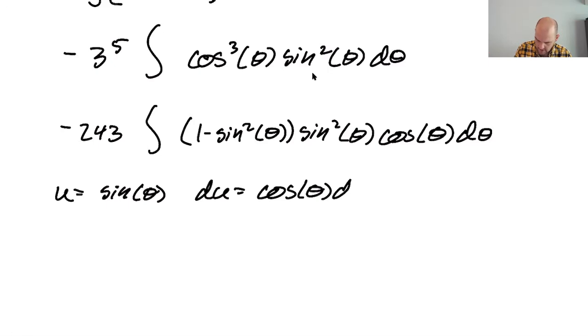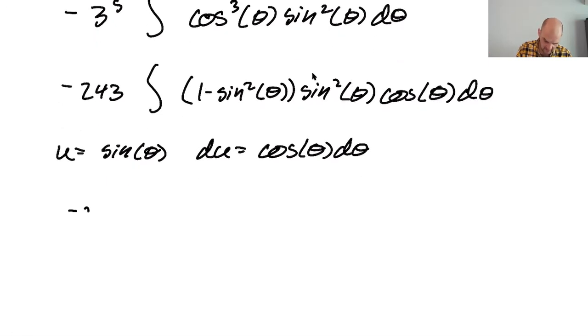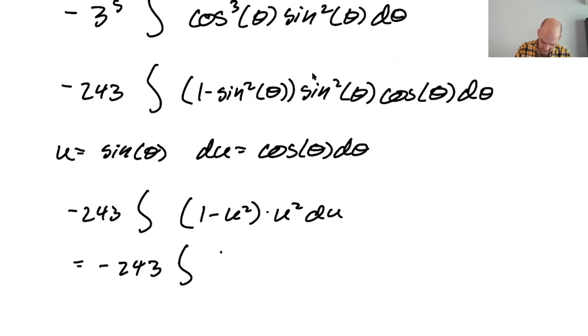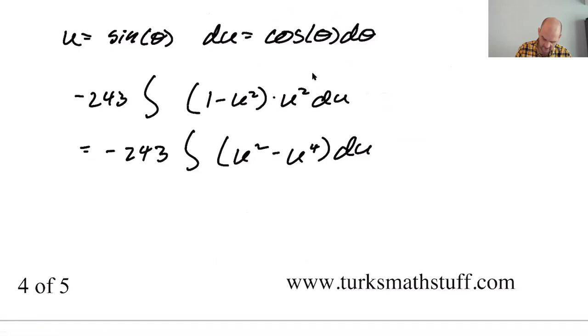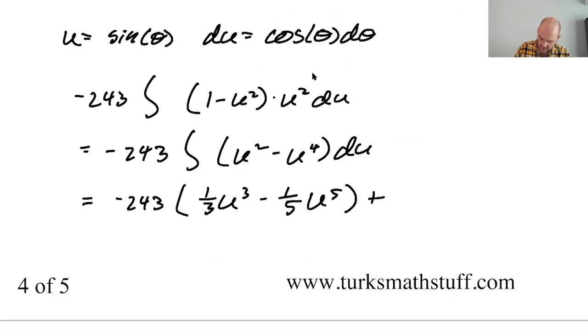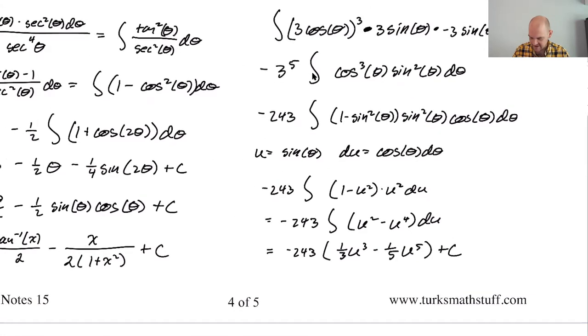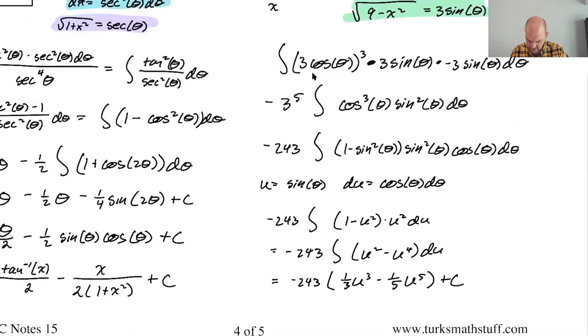And you know what the best part is? It might be wrong. I don't think it is, but, you know, based on that last problem. So this is 1 minus u squared times u squared du, negative 243, the integral of u squared minus u to the 4th du. Sometimes I forget to integrate there, so I'm going to try not to do that. Negative 243, 1/3 u cubed minus 1/5 u to the 5th. I'm going to go on record right now saying I do not think the calculator's answer will look like the answer that I get. So this is u is sine of theta.